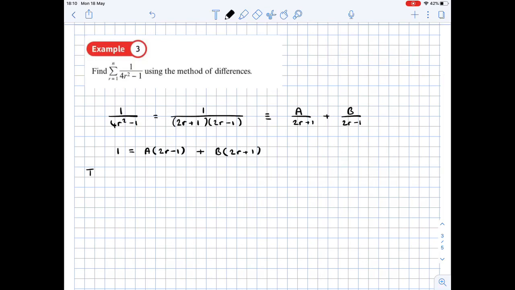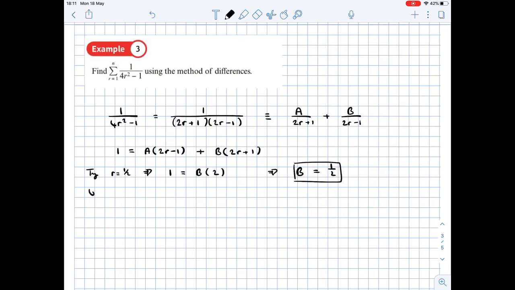Now let's try r is equal to a half. Therefore 1 is equal to, well, 2 times a half is 1, plus 1 is 2, times A, and the B term becomes 0. So therefore that gives us that A is equal to a half.